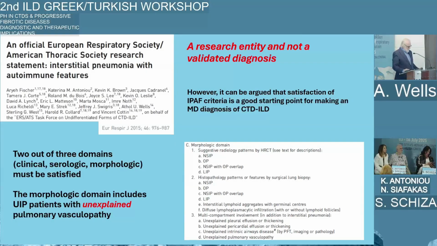But it's a very difficult area, and to satisfy criteria, you need to have 2 out of 3 domains that are satisfied, and one of these 3 domains is the morphologic domain, and if you are to satisfy that, probably the most frequent criterion is unexplained pulmonary vasculopathy.